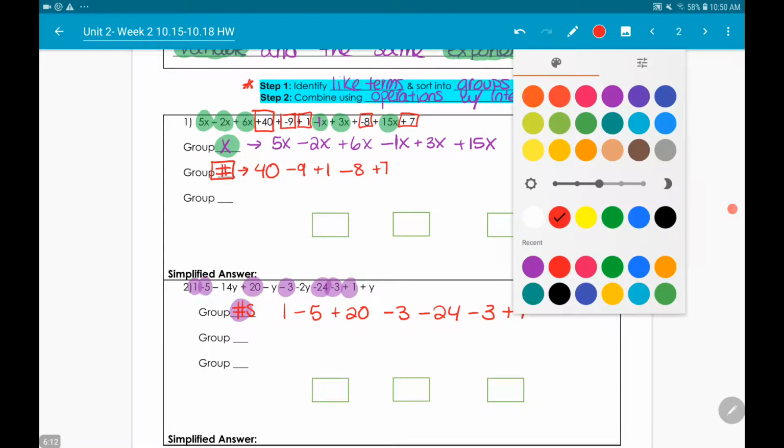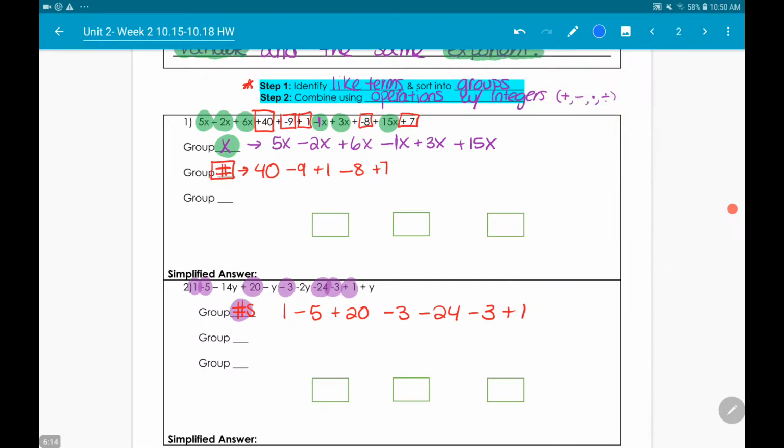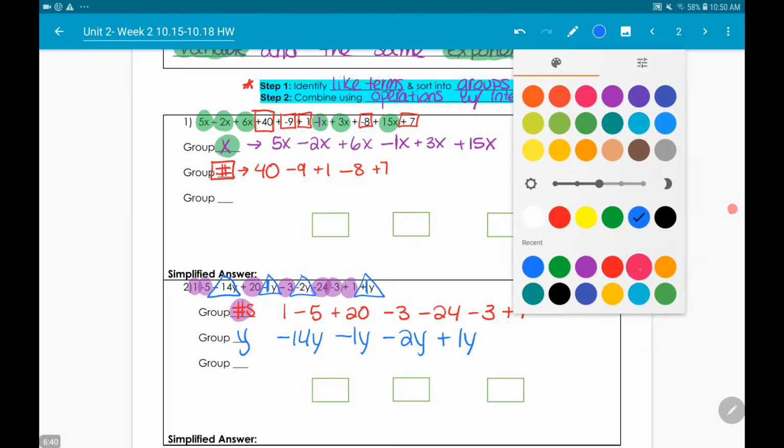Okay, and now my next group I see has a y in it. So I'm going to get all of my terms with a y. And I see some 1's missing, so I'm going to go ahead and put the 1's there. So I have -14y minus 1y minus 2y plus 1y. So that's how I sort them into groups. Now let's move on to step 2.